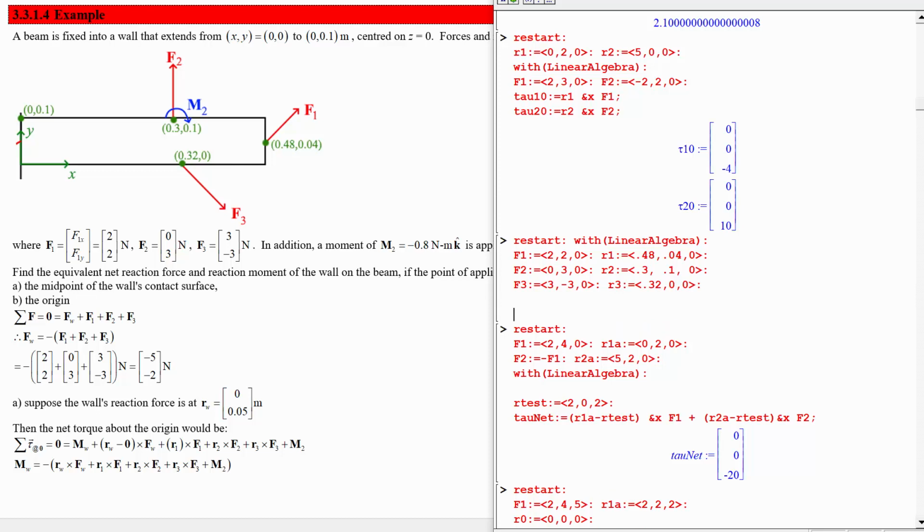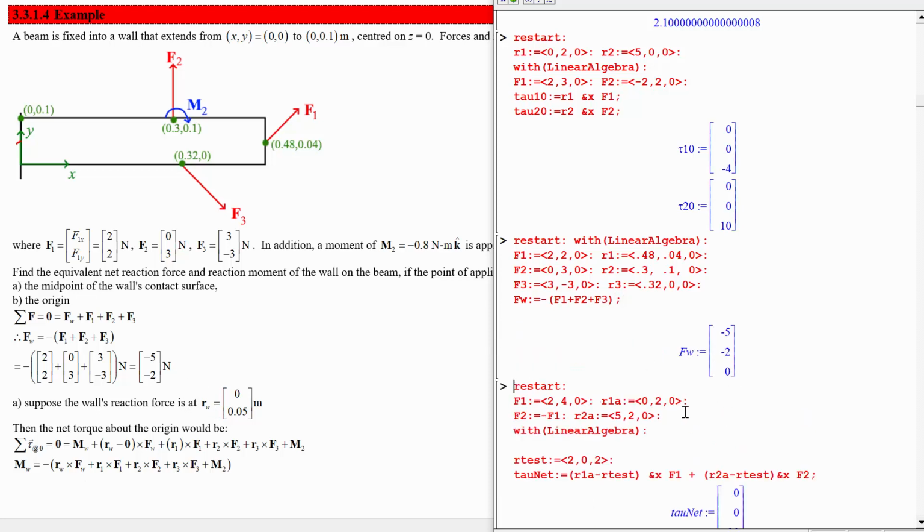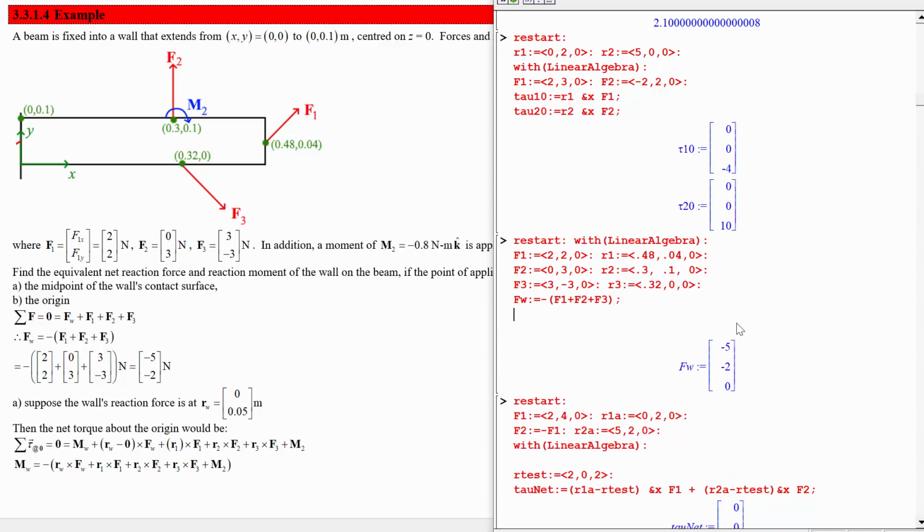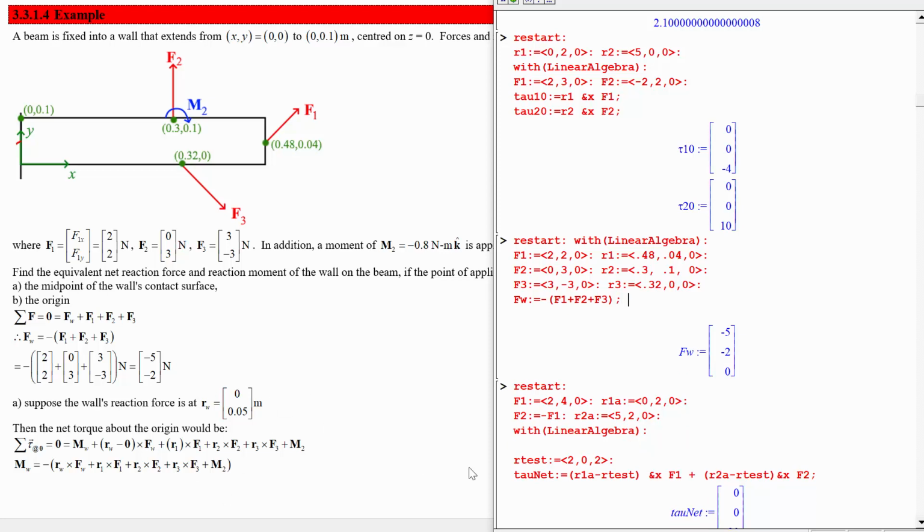Okay, and now we said the wall force. We calculated this, but let's just find it ourselves. So FW is equal to negative F1 plus F2 plus F3. Negative 5, negative 2, 0. Okay, not surprising. That one wasn't too tough, but the moment is a lot more difficult to calculate analytically because of all the cross products we're going to have to take. So Maple really helps out with this one. RW is by definition in this first part 0, 0.05, and 0.